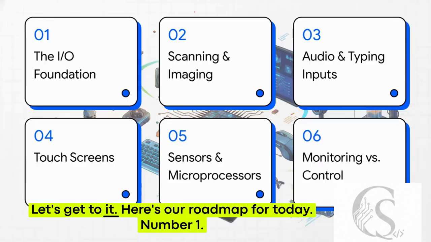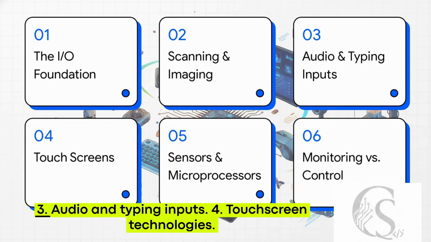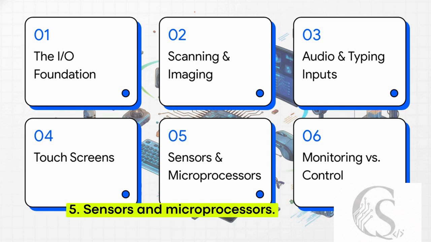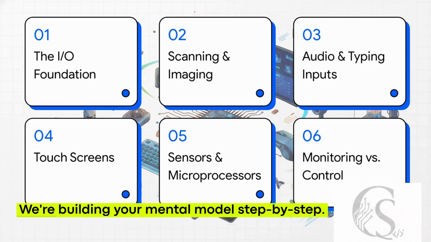Let's get to it. Here's our roadmap for today. Number 1. The Input/Output Foundation. 2. Scanning and imaging devices. 3. Audio and typing inputs. 4. Touchscreen technologies. 5. Sensors and microprocessors. And finally, 6. Monitoring versus control systems. We're building your mental model step by step.